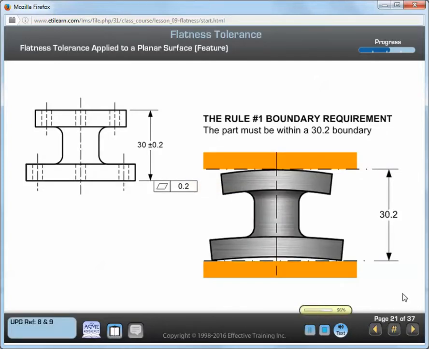Where a flatness tolerance is applied to a surface that is associated with the size dimension, and rule number 1 applies to the size dimension, the flatness tolerance value must be less than the size tolerance. Where a flatness tolerance is applied to a surface that is associated with the size dimension and rule number 1 does not apply to the size dimension, the flatness tolerance value may be larger than the size tolerance.